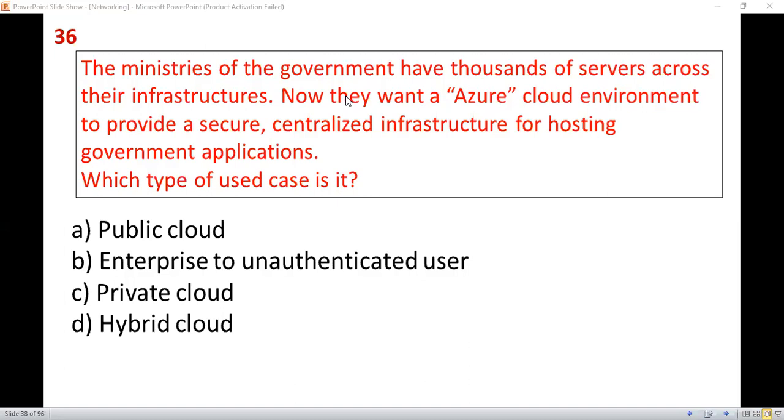Can anyone tell me what will be the answer for this question? We want a secure, centralized infrastructure for hosting government applications. Then which of the cases can we use? We need to use a public cloud, or enterprise to authenticate users, or a private cloud, or a hybrid cloud.